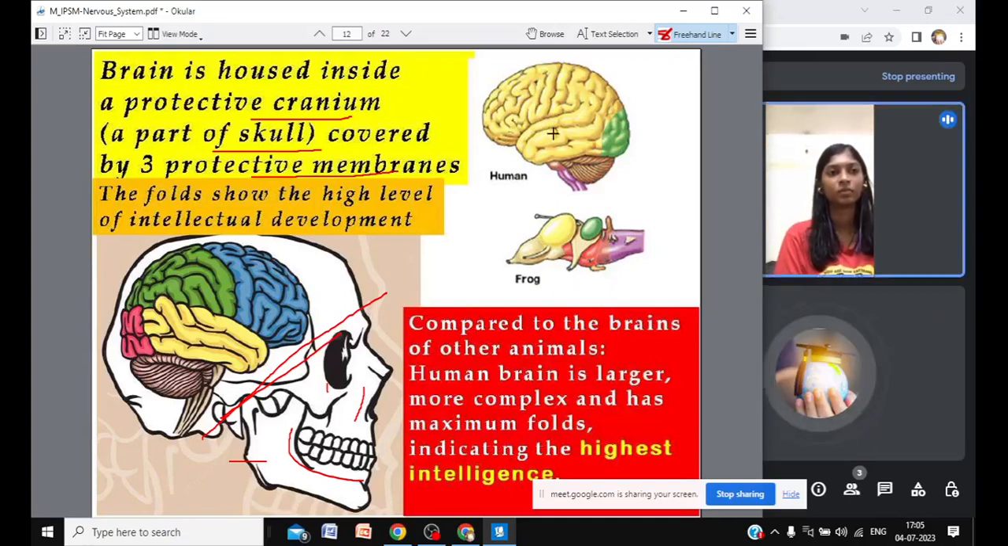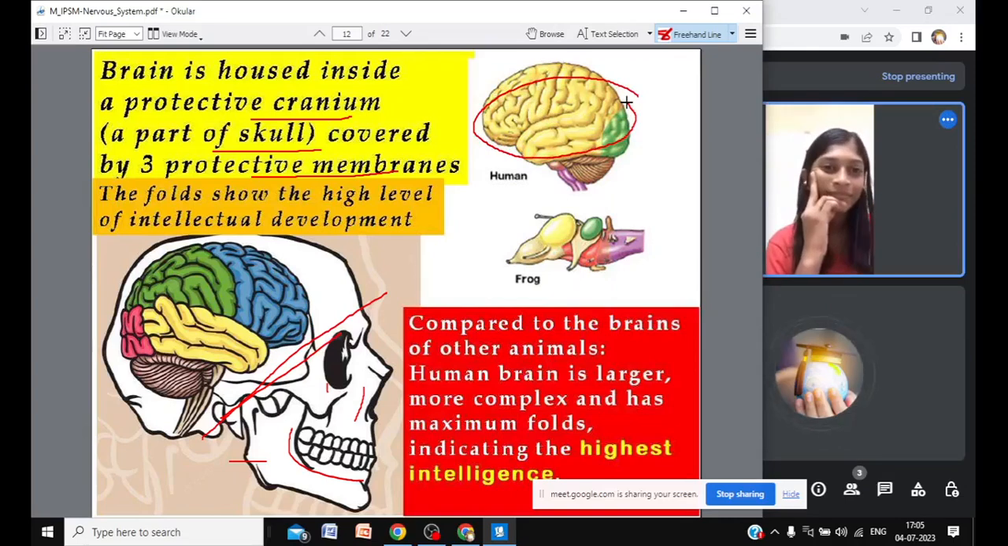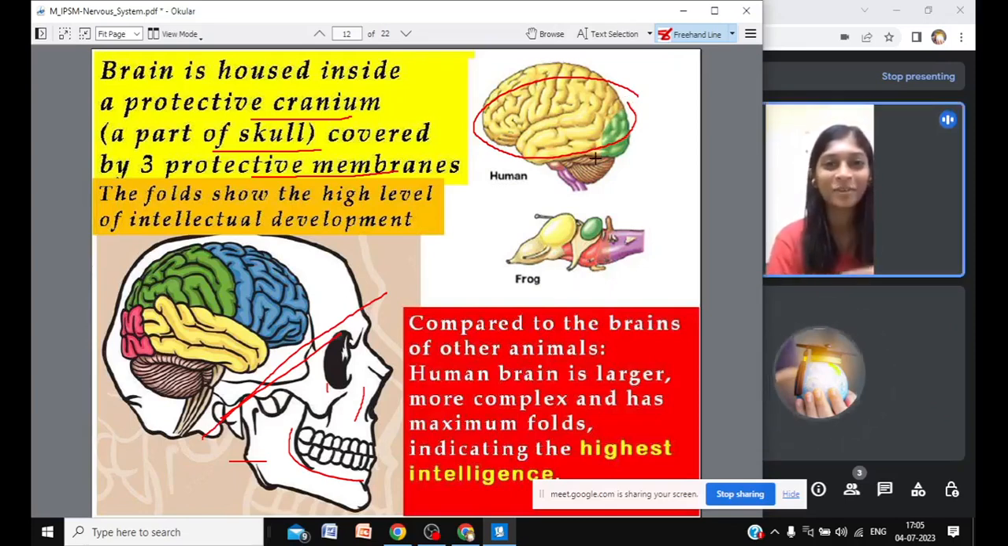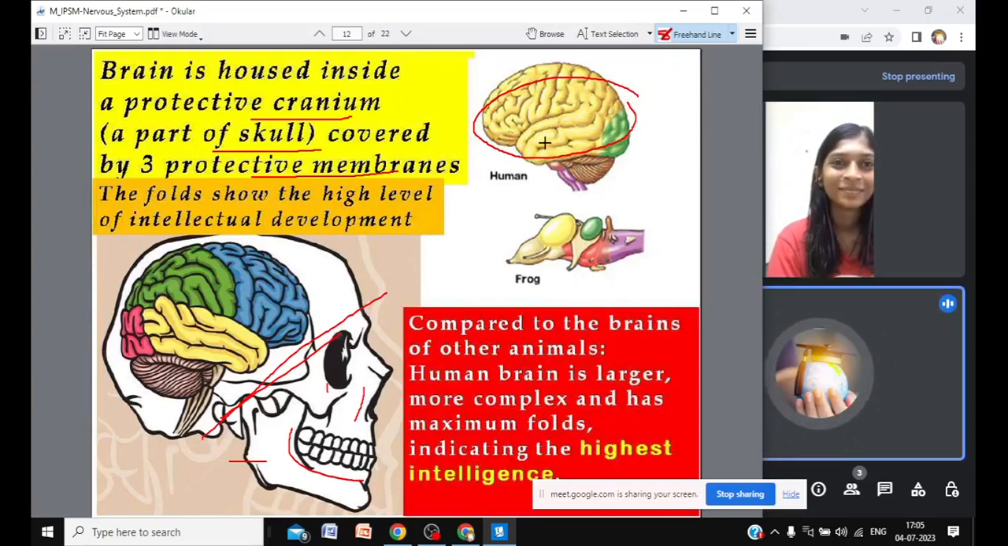Now you can see so much folding in the brain. See the picture. The terms are correct, but they are not in the syllabus for class 4 and 5, because it is for children. They just need to know there are folds. So many folds.